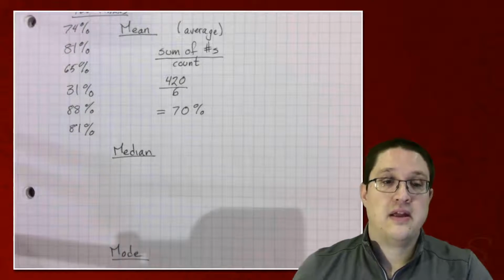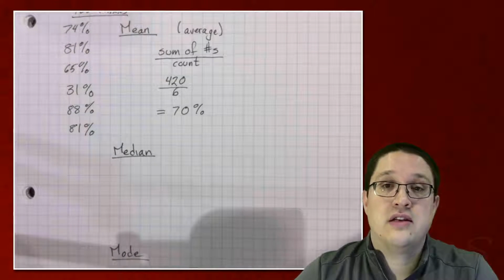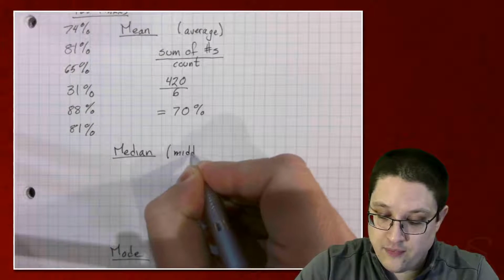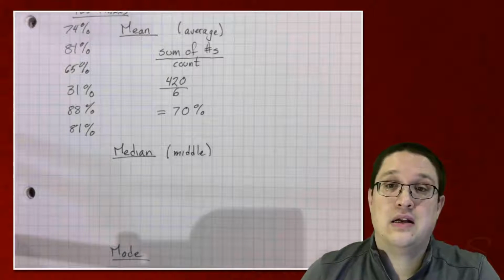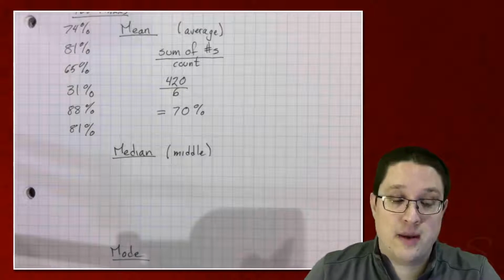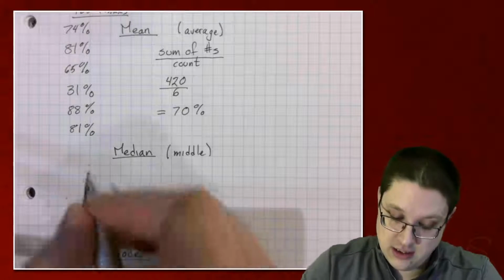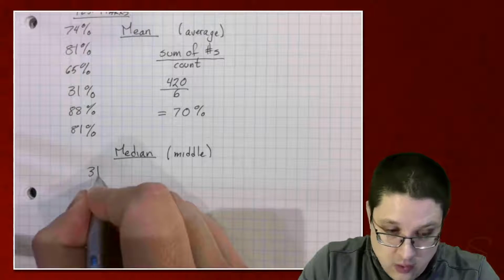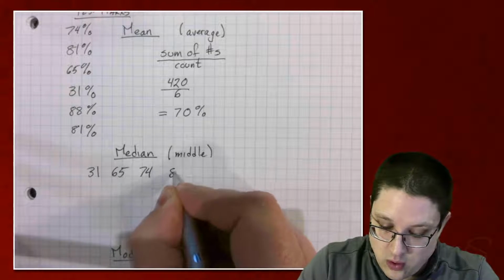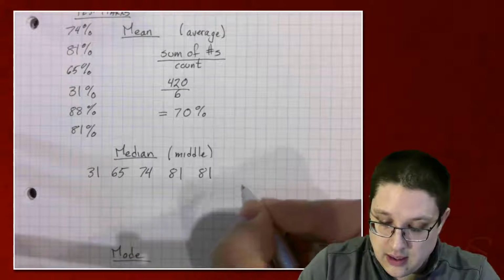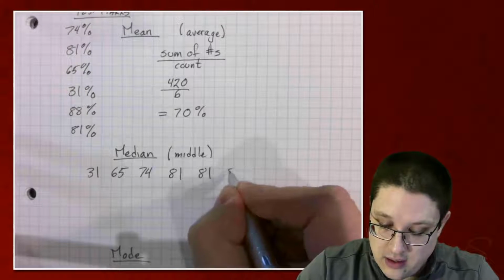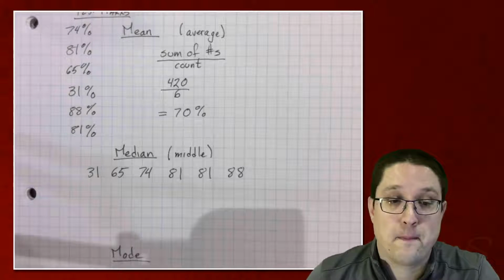The median is similar, as it is trying to describe the middle, but the median is actually just finding the middle of this data. The way to find the median is you line up all the numbers from smallest to largest. So I'm going to go 31, 65, 74, 81, 81. Notice there's two 81s. So I'm leaving them both in there, and then the high mark was 88.